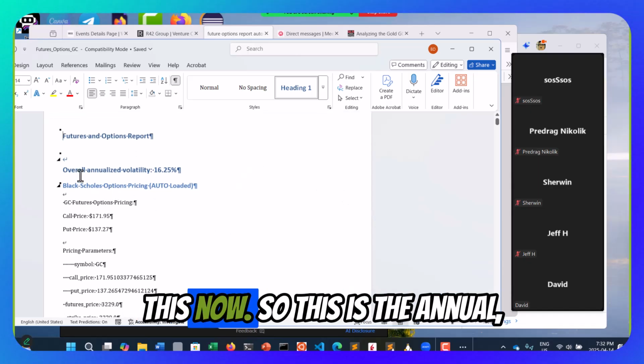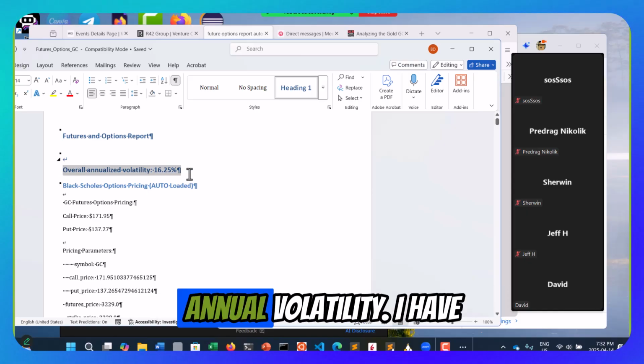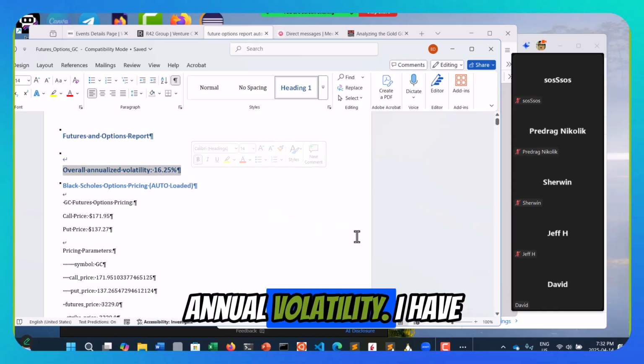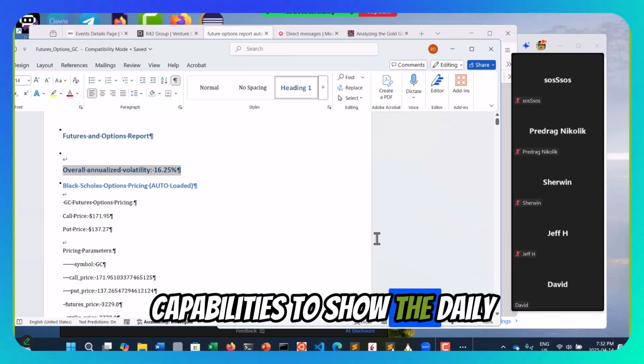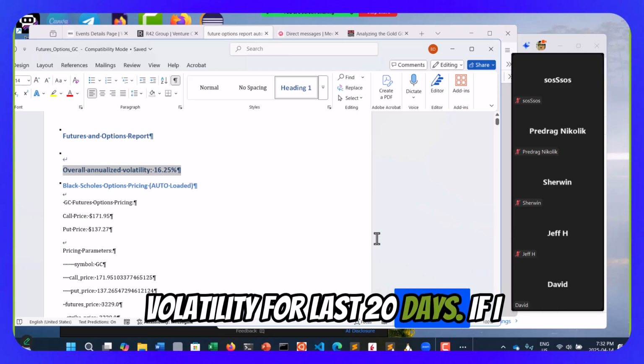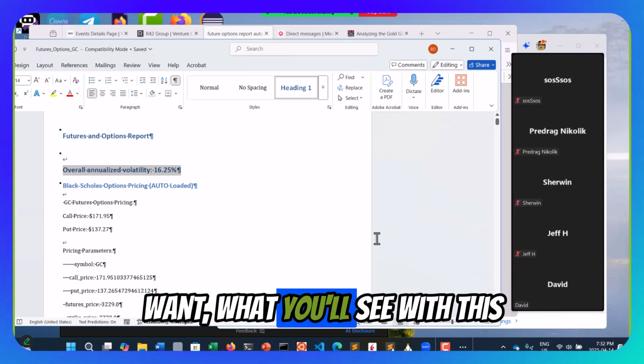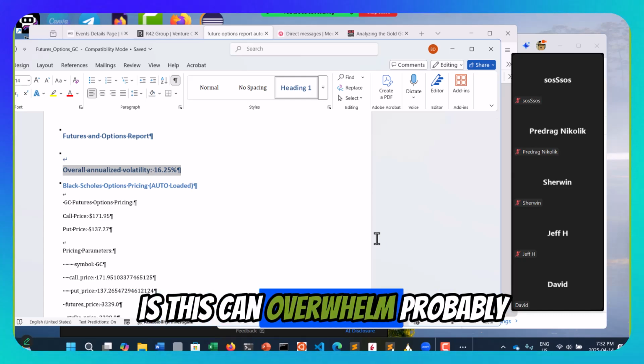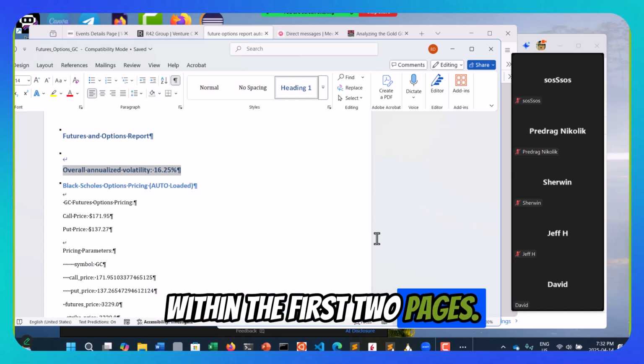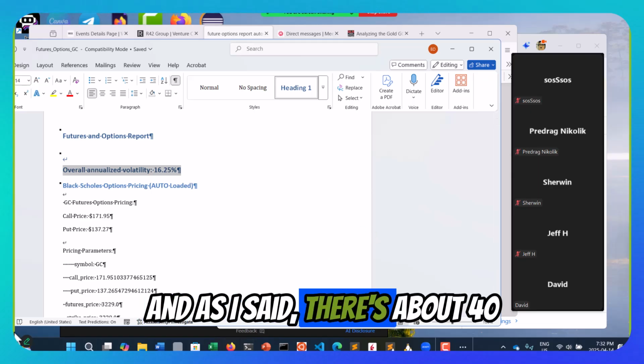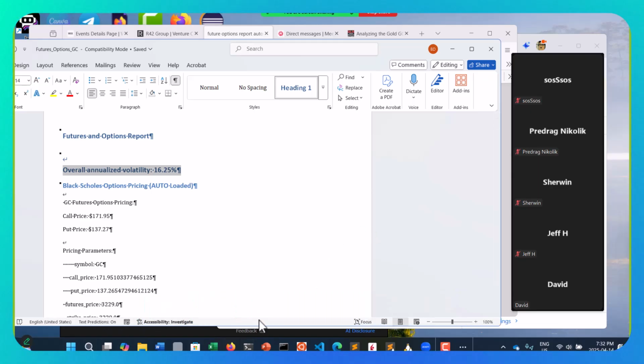Let's present this now. This is the annual volatility. I have the capability to show the daily volatility for the last 20 days if I want. What you'll see with this is it can overwhelm you within the first two pages, and as I said, there are about 40 pages to this.